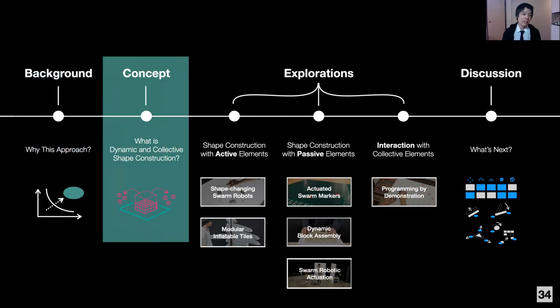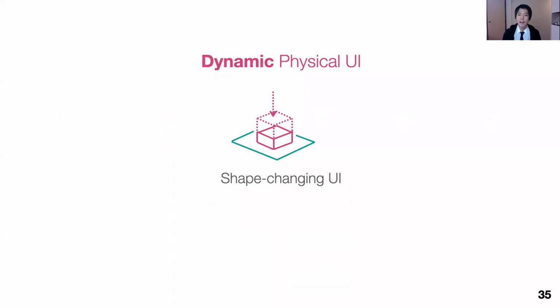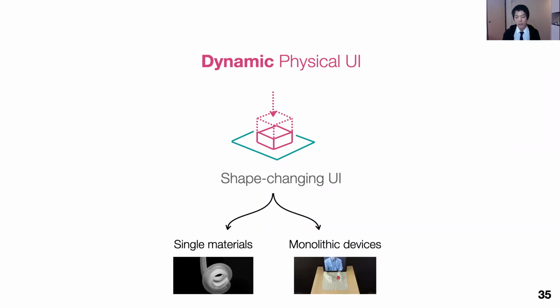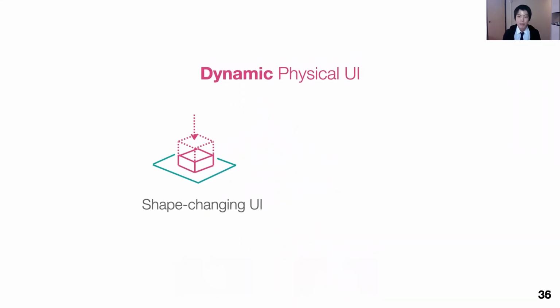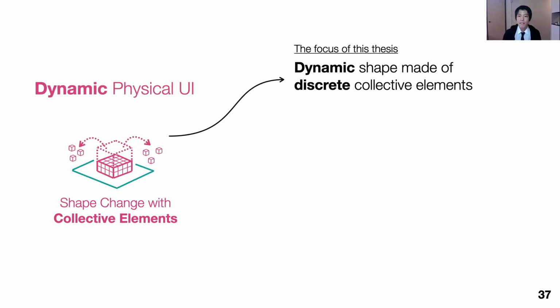Then let me explain the concept of dynamic and collective shape construction. As I mentioned, dynamic physical user interfaces are often demonstrated through single transformable materials or monolithic devices which require many actuated elements. In contrast, this thesis proposes a different approach to shape change with collective elements. Therefore, the focus of this thesis is a dynamic shape made of discrete collective elements.